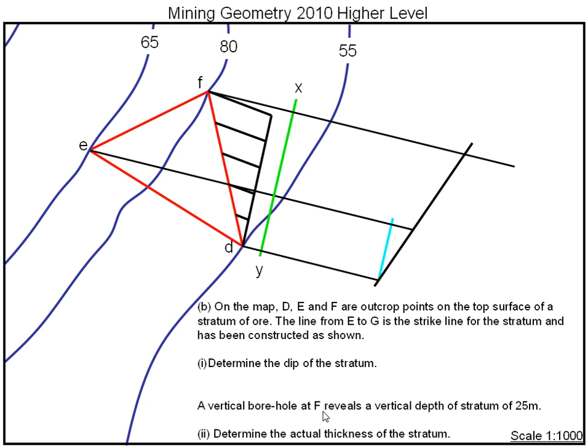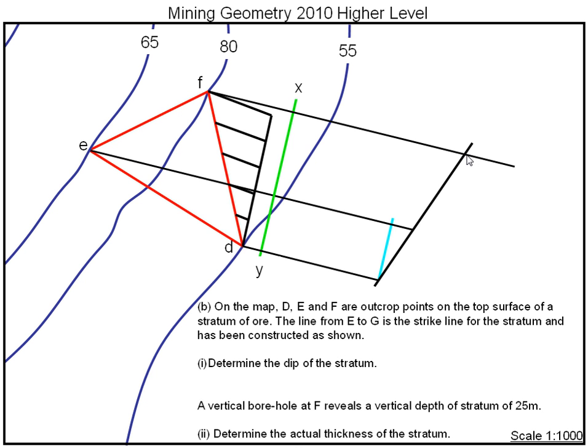A vertical borehole at F reveals a vertical depth of stratum of 25 meters. Determine the actual thickness of the stratum. So this is our plan we're looking at. So if you can imagine, we're looking straight down on top of F and we're drilling a hole down on top of that. Where are we going to see that? There is a true length. We're going to see it in this auxiliary here because we're looking in at this direction here.